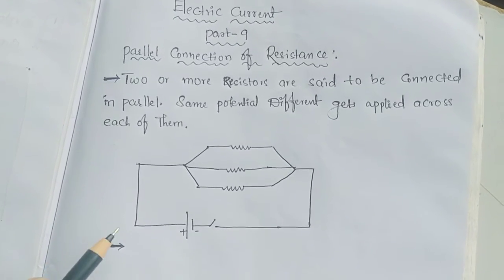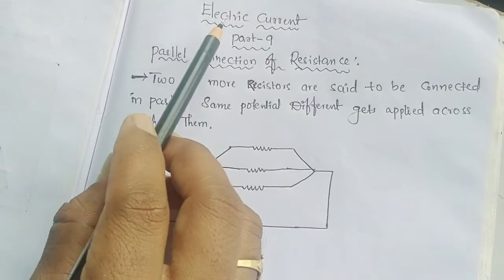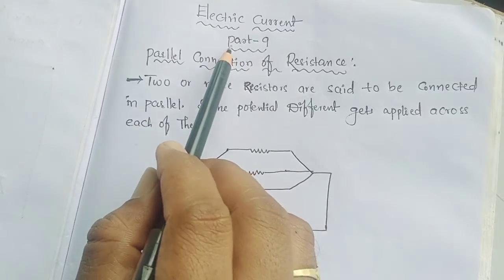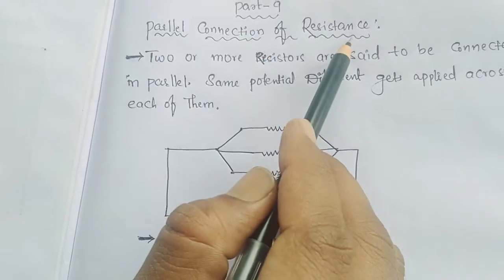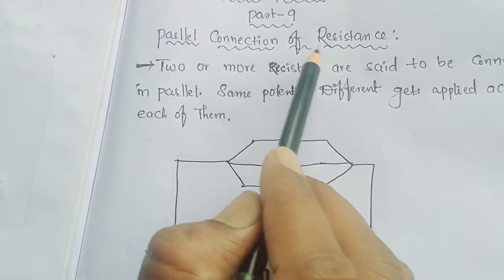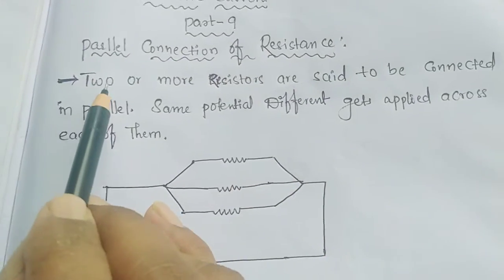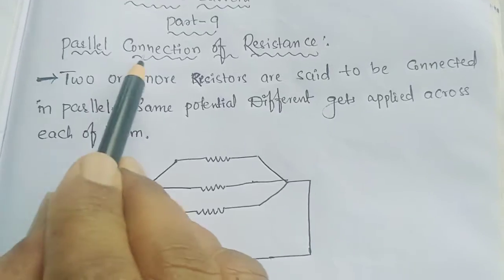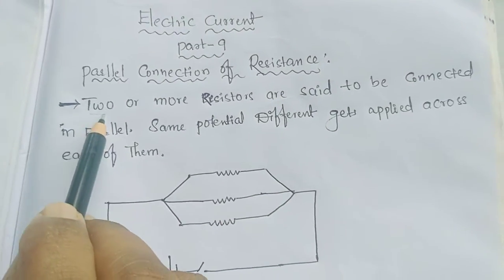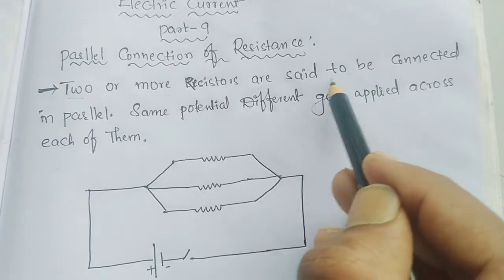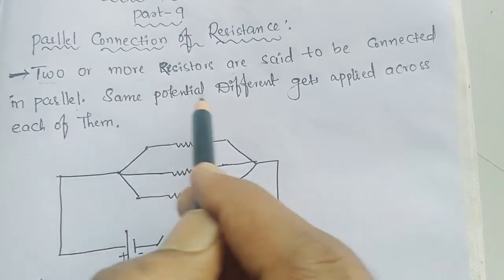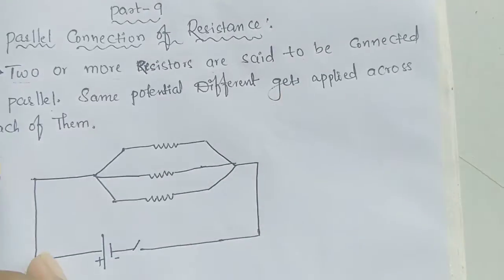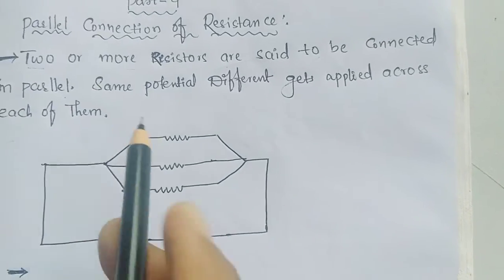Hi my dear students, today we are going to talk about electric current, part 9, that is parallel connection of resistance. Parallel connection of resistance. So here, see this condition of parallel connection of resistance. Two or more resistors are said to be connected in parallel when the same potential difference gets applied across each of them.